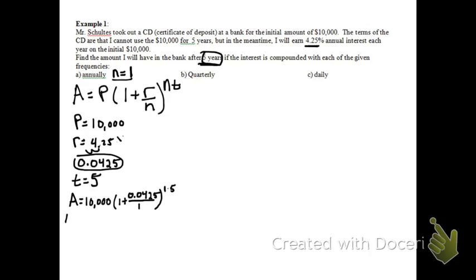Before we grab our calculators, let's see if we can clean this up a little bit before we make more work for ourselves. So we're going to have 10,000. And if you divide 0.0425 by 1, that really doesn't change this number, right? That's still going to be 0.0425. And if you add 1 to 0.0425, it's really going to be 1.0425. So our base is 1.0425. And if you multiply 1 times 5, you're just going to get raised to the 5th.